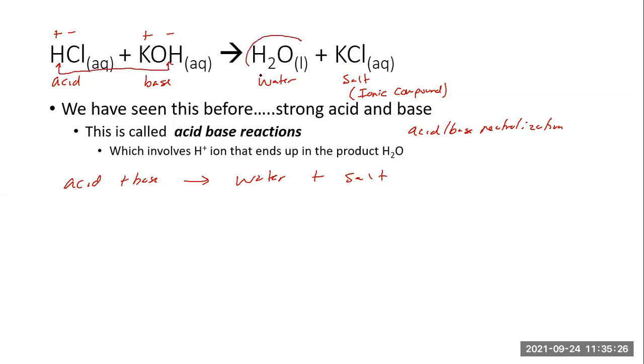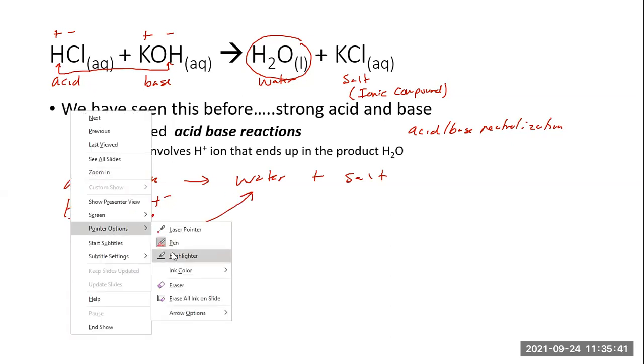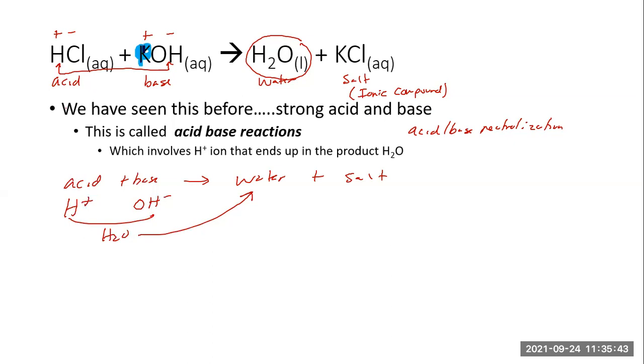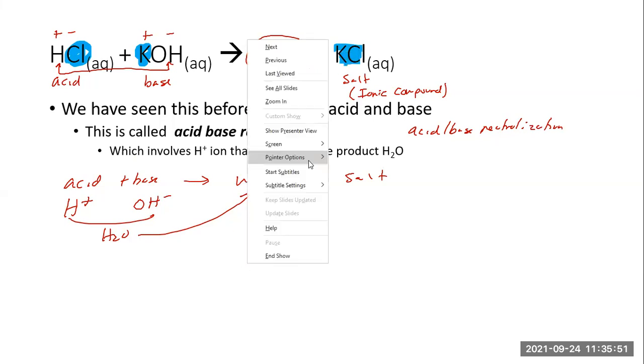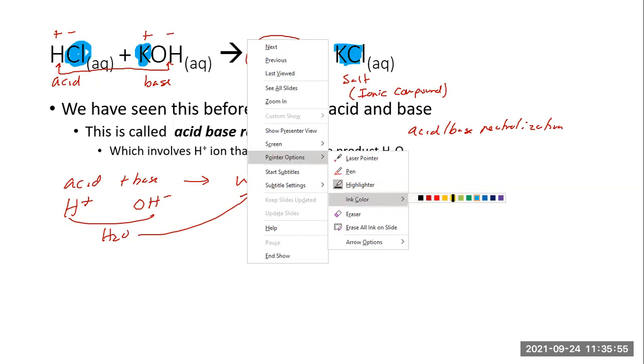That is where water comes from. So basically the acid provides the H+, the base provides the OH-. Those two things make water on the product side. The salt part comes from what's left over. What's left over here is a potassium and a chloride, and those two come together to make our potassium chloride, which again is what is referred to as a salt.